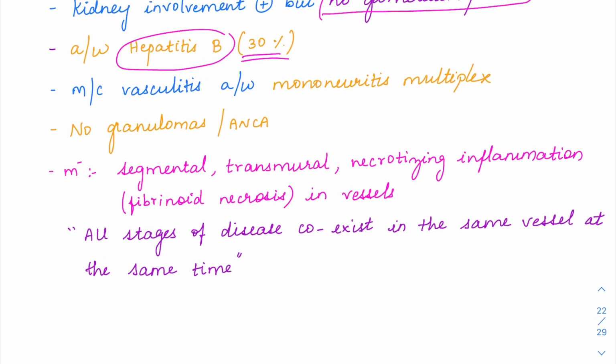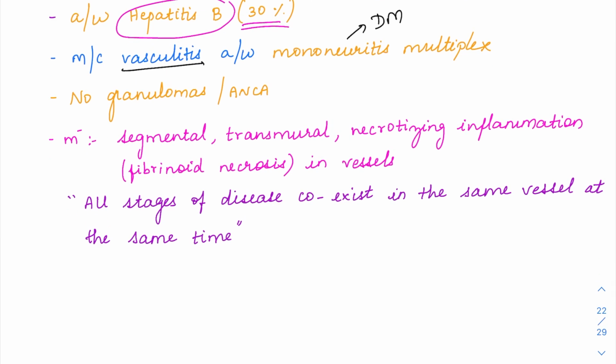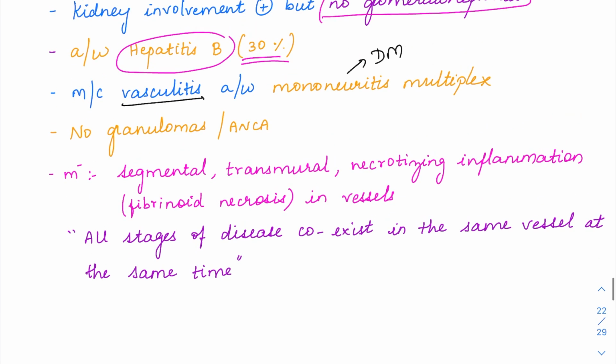And the most common vasculitis associated with mononeuritis multiplex is PAN. Mononeuritis multiplex is normally associated with diabetes mellitus, but if they specifically ask for vasculitis, then it is going to be PAN. And there are no granulomas. Unlike large vessel vasculitis, there are going to be no granulomas, nor will there be ANCA. ANCA is anti-neutrophil cytoplasmic antibody. So ANCA association will not be there. But in microscopic polyangiitis, there is going to be ANCA association. That is why I'm mentioning here, PAN doesn't have any ANCA association.